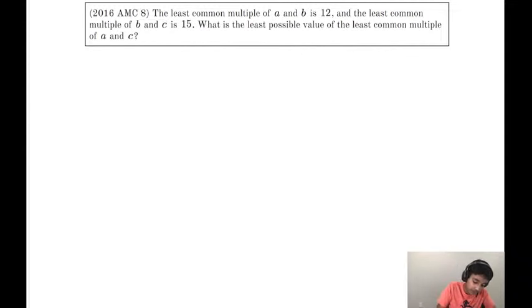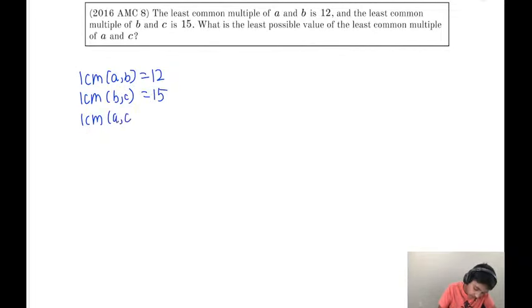If the least common multiple of two numbers A and B is 12, and the LCM of B and C is 15, we want to find the LCM of A and C. Okay, so what we can see here is that the LCM of A and B and the LCM of B and C are 12 and 15.